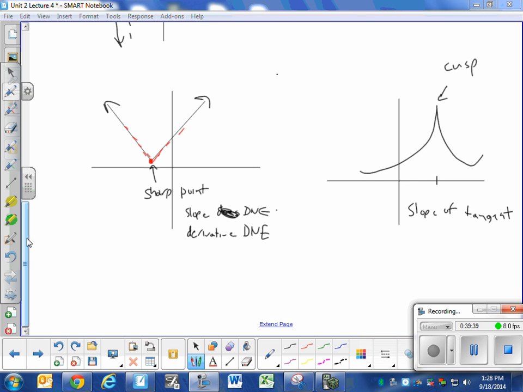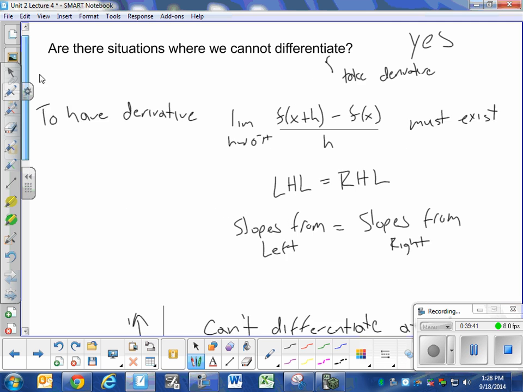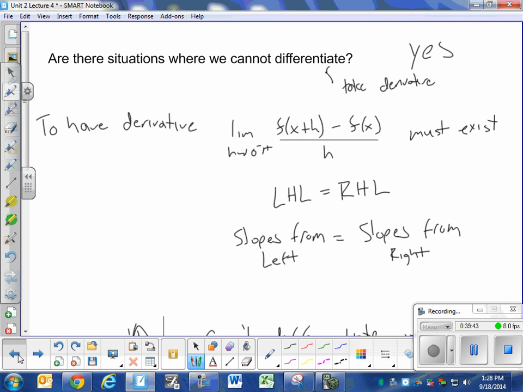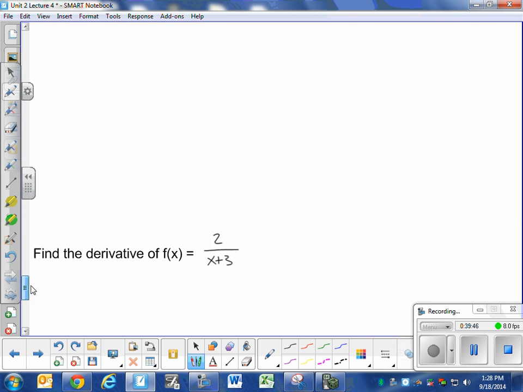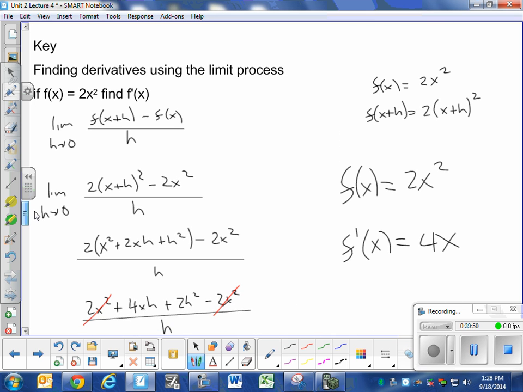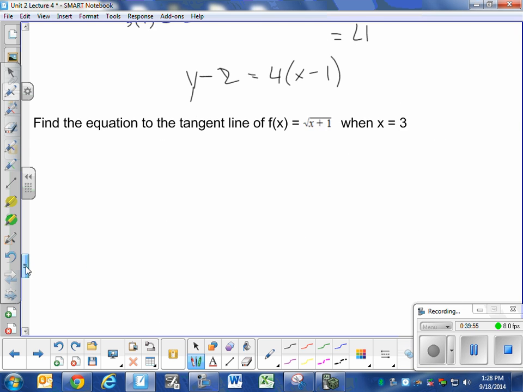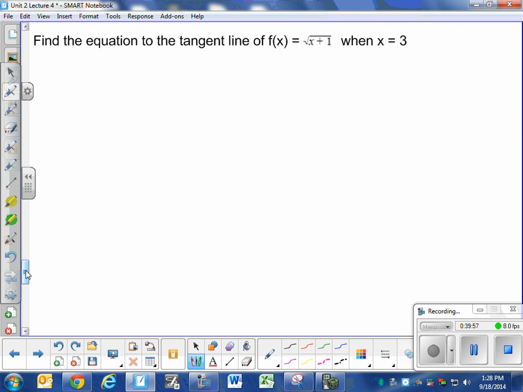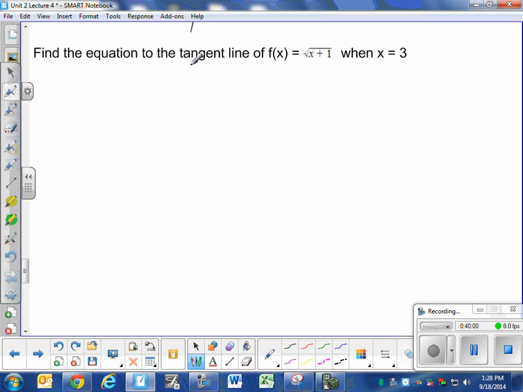All right, let's go back and do the other two examples on the previous page. We did this guy. We found the derivative function for this function, 2x squared. Let's now find the equation of the tangent line of this function when x equals 3. So we just get right to the point. We want the equation of the tangent line to this function at 3.